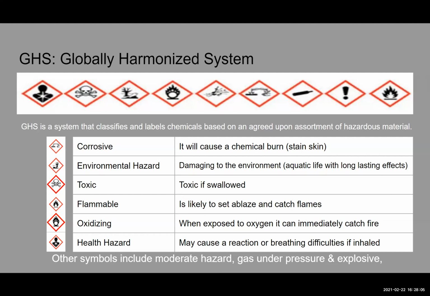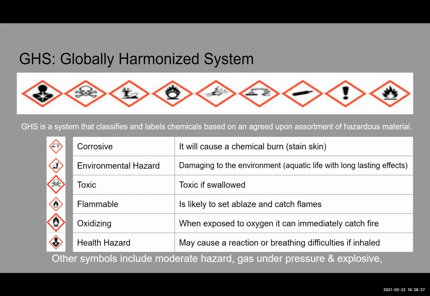Other symbols not listed are moderate hazard, which looks like an exclamation point. This may cause irritation, redness, rash, and including it may cause damage to the ozone layer. It is best to avoid it with your eyes and skin. Secondly is the gas under pressure, and this symbol looks like a gas canister. When gas is released, it may be very cold, and the gas container may explode when heated. It is best to keep away from skin and eyes as well.